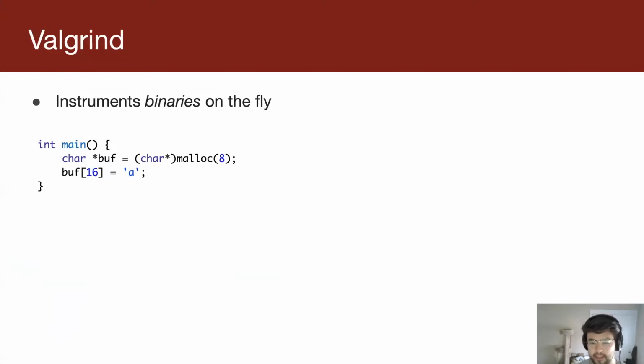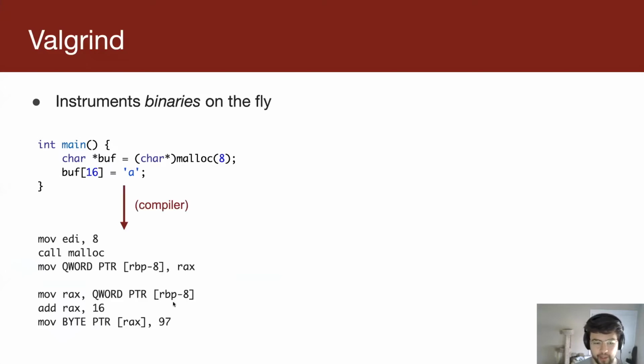What Valgrind does is it takes a compiled binary. So first you run your code through GCC or Clang or whatever compiler you're using. That generates a binary, which is made of assembly code. And then you run this binary under Valgrind. What Valgrind does is it actually patches this assembly on the fly. It's modifying the code that you're executing as you're executing it.